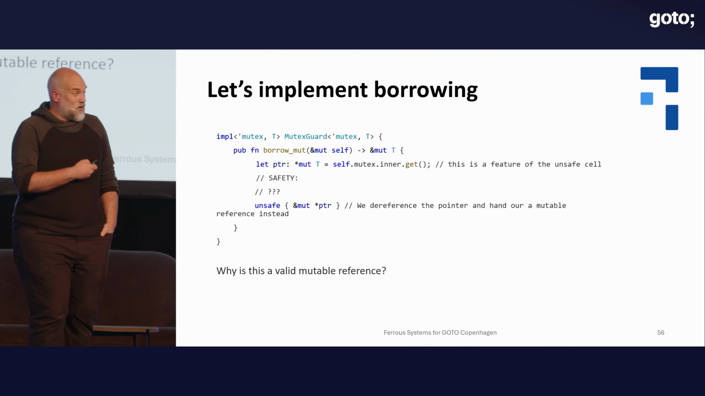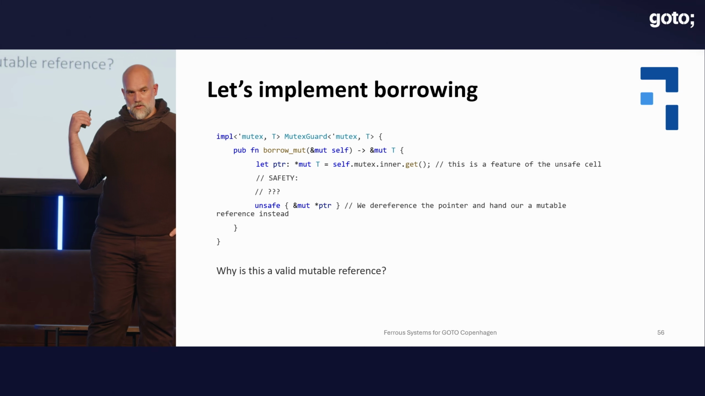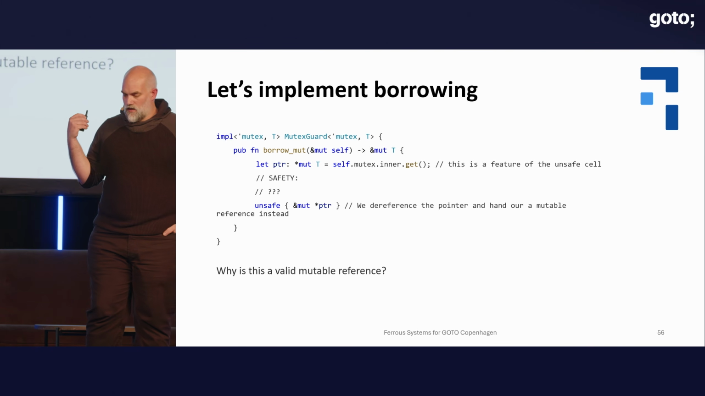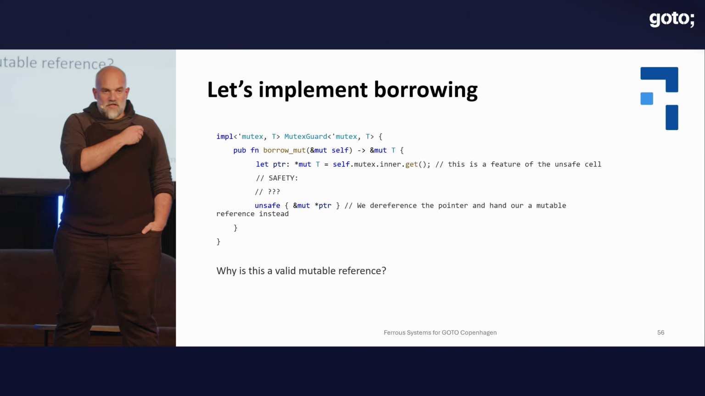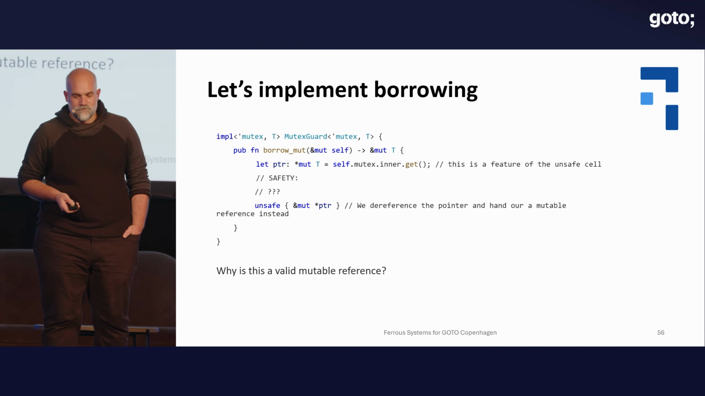And the only thing we actually have to do here is we need to acquire a pointer to the inner side of that mutex and dereference it. It's happening through the star operator. So you have unsafe, star PTR, and pass out a mutable reference.